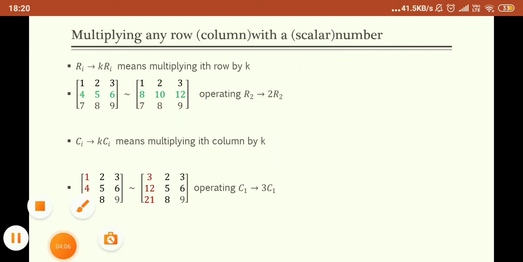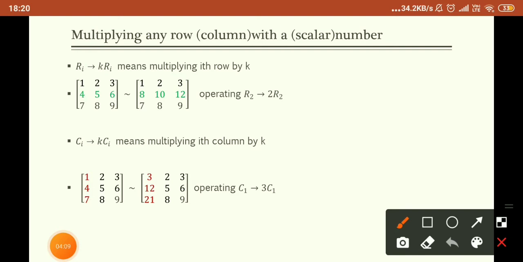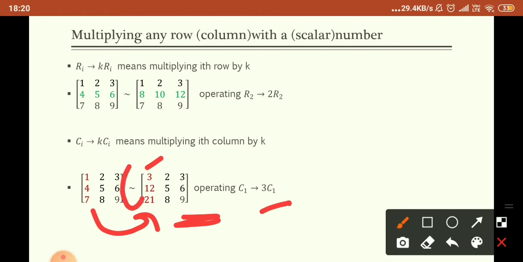Similarly, this operation can be performed on any column, like here in the first column we multiply by 3. The first column is changed, it is now multiplied by 3, and we get a new matrix which is equivalent to the original matrix. So this is the second property, that multiplying a row or a column with a scalar does not change the rank.